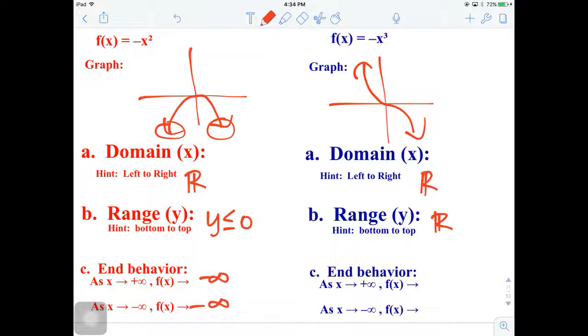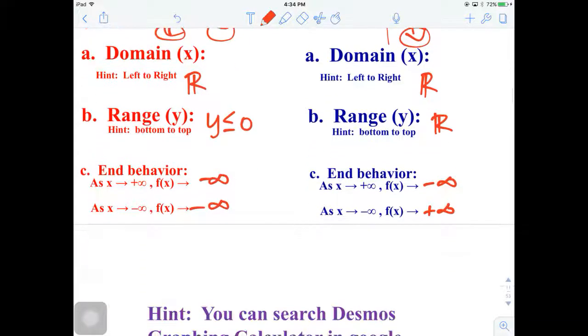As you go to the right and left is the same thing. As you go to the right, it's going to go down for the negative x cubed. And then as you go to the left, it's going to be going up. So you just need to make sure that you got your directions correct, okay?